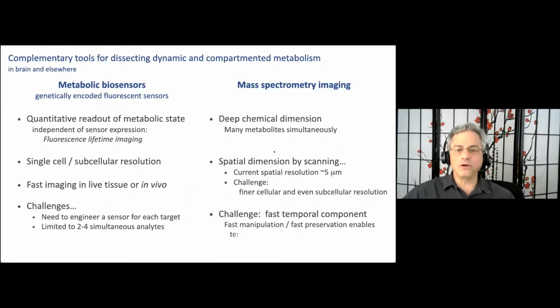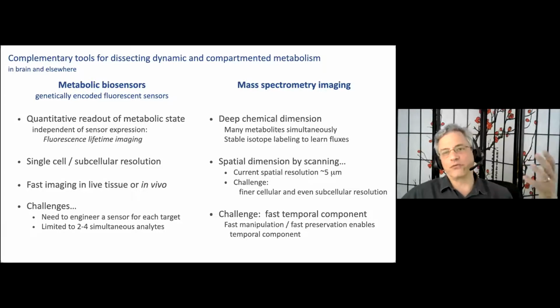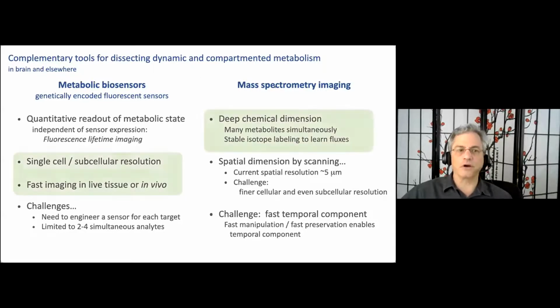So we think we can meet this challenge of the very fast temporal component in this ex vivo prep using fast manipulation and fast preservation. We can use stable isotope labeling to learn the fluxes. And, as we were discussing before, this is very challenging to do by any other means, but with the mass spec imaging and with C13 labeling, for example, we can do this. So I think these two approaches are extremely complementary.